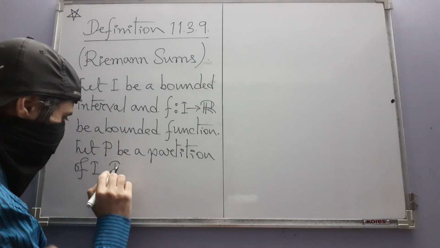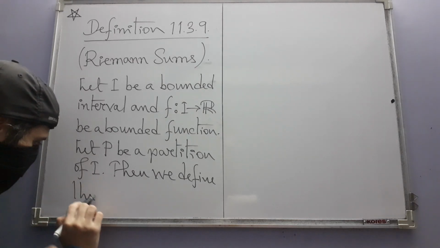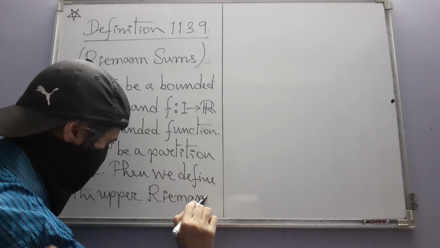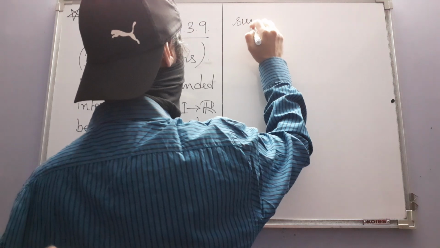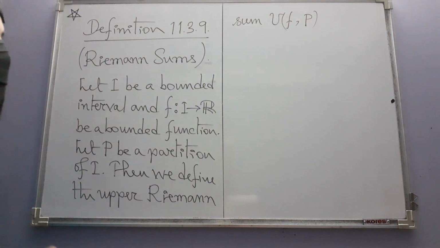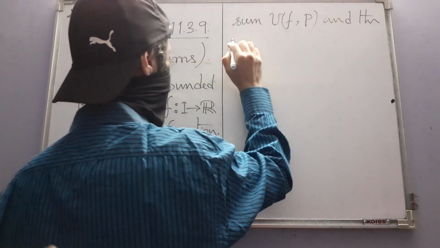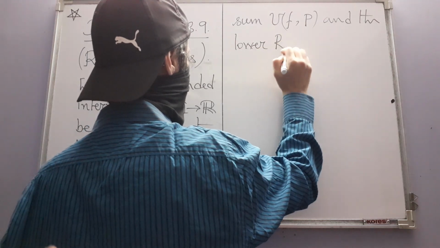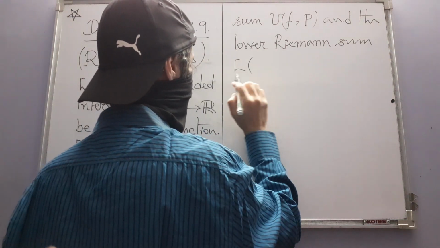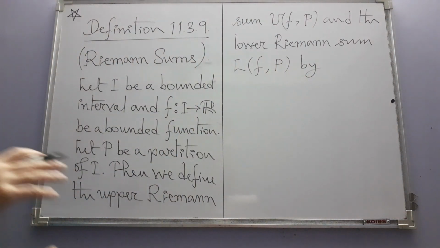Then we define the upper Riemann sum U of f for the partition P, or with respect to the partition P, which we denote like that, and the lower Riemann sum, which similarly we denote like this, L of f comma P, by the following definitions.